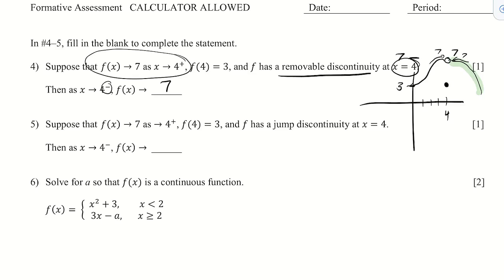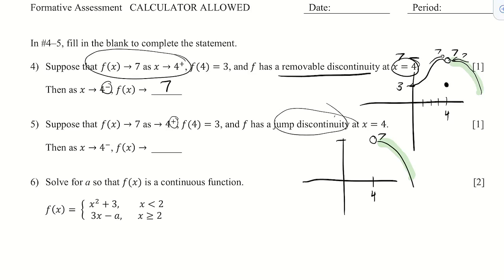Now the next one says it has a jump discontinuity. So that means that it's not just going to be a hole, but it's going to be something sort of like this. So I'll put in kind of the same information. So at 4, I'm going to have a hole. And then from the right-hand side, that's what that plus means. From the right-hand side, as it's coming up, it is going to 7. So 7 is right here. And then we still have 4 comma 3. So that means that there's going to be a point here. So x is going to be equal to 4.